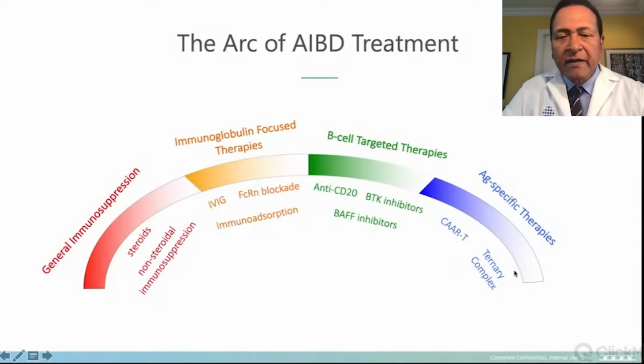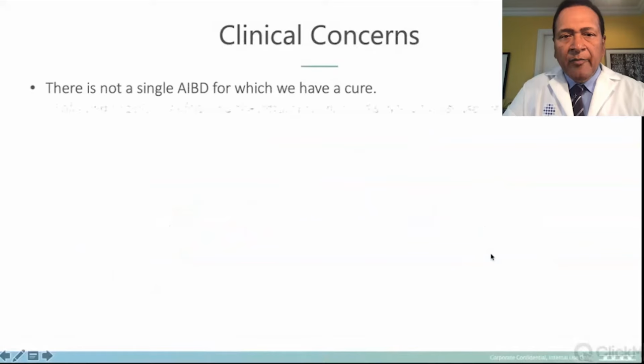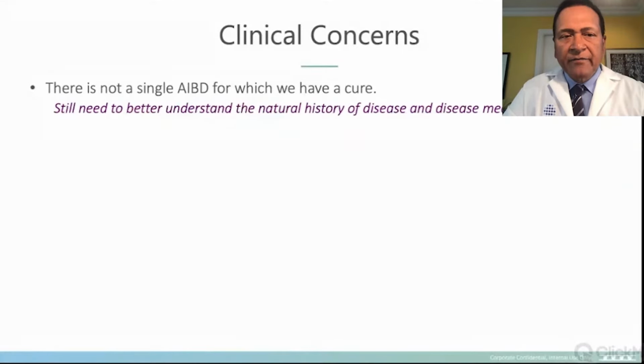And ultimately, we want to get more specificity by targeting just the aberrant disease-relevant B and T cell clones. And so there's still active work in that area that will, I'm sure, continue to go on. But here's where we're at. There's not a single autoimmune blistering disorder for which we have a cure. In fact, there's not a single autoimmune disease for which we really have a cure. So we still need to better understand the natural history of disease and disease mechanism.